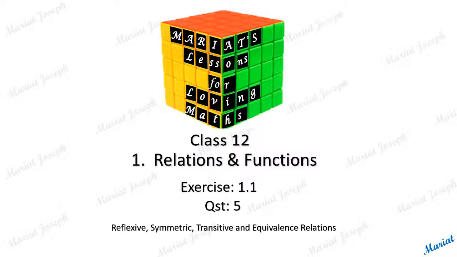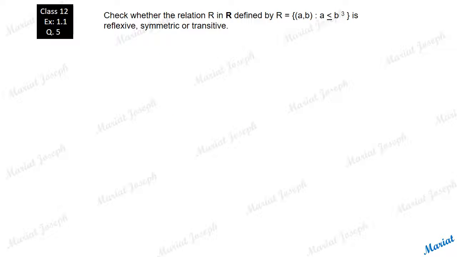Exercise 1.1 of Class 12 NCERT book. Questions on reflexive, symmetric, transitive, and equivalence relations. Check whether the relation in the set of real numbers defined by R = {(a, b) : a ≤ b³} is reflexive, symmetric, or transitive.